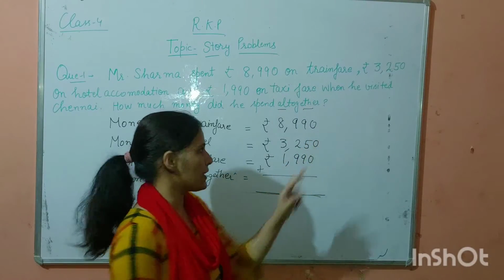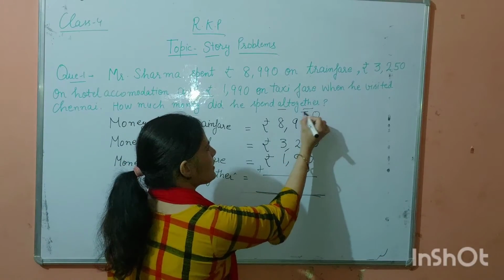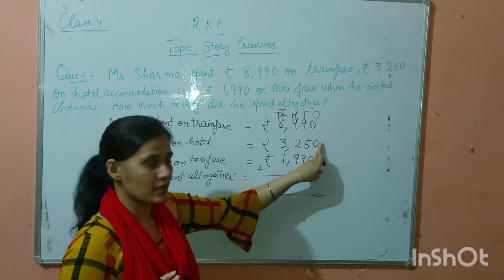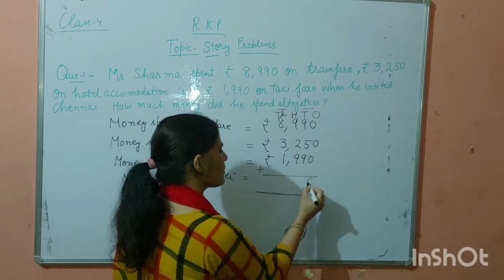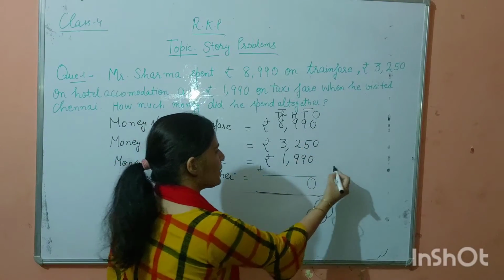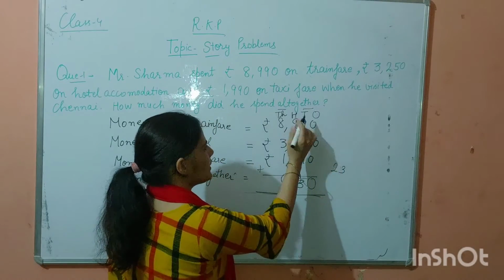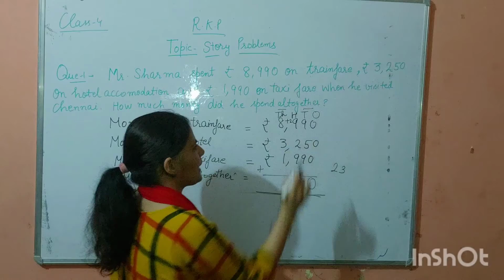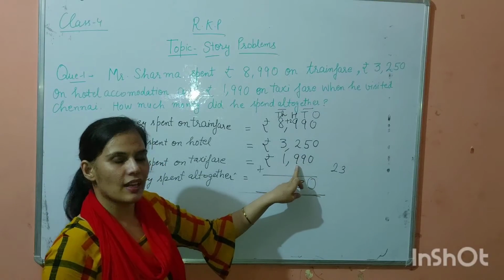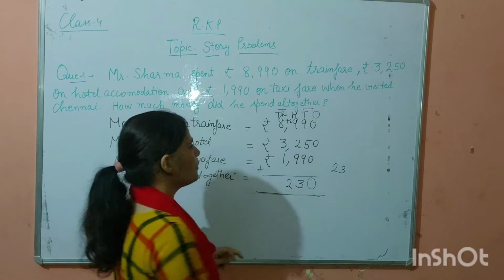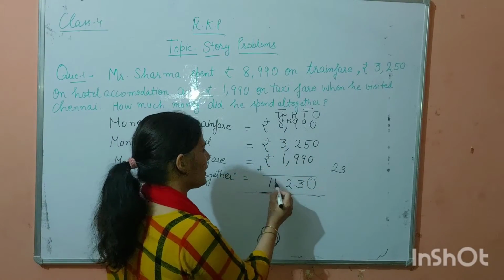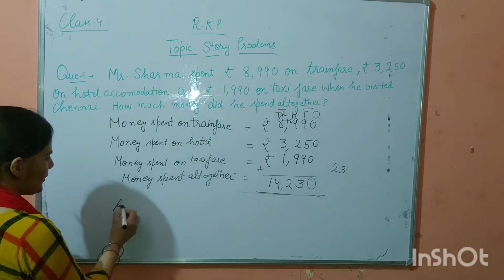Start addition from the ones place. Place it in the place value chart. Ones, tens, hundreds, thousands. 0 plus 0, 0. 0 plus 0, 0. 9 plus 5, 14. 14 plus 9, 23. 3 will be at the ones place and 2 will be the carry. 9 plus 2, 11. 11 plus 2, 13. 13 plus 9, 22. 2 will be the carry. 8 plus 2, 10. 10 plus 3, 13. 13 plus 1, 14.